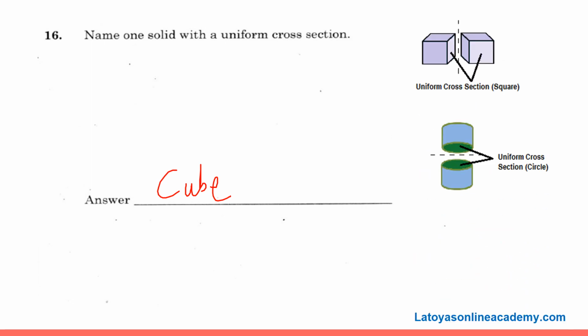For example, if we look here at the uniform cross section of a cube, what do we have here? It's uniform, it's identical in size and shape, square. If we look at the uniform cross section of a cylinder, we are going to see that the uniform cross sections here are circles.